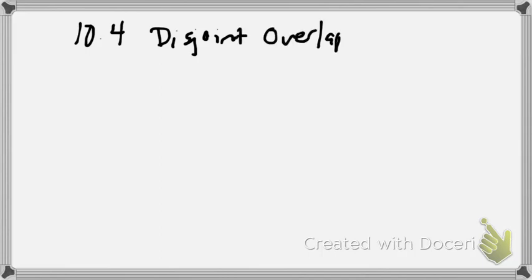Alright, you made it. Last section of chapter 4 that we're going to cover. This is 10.4. It's called Disjoint and Overlapping Events.